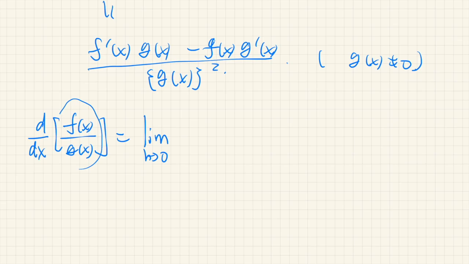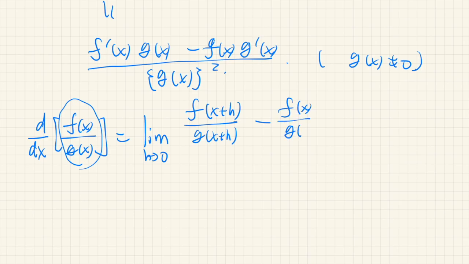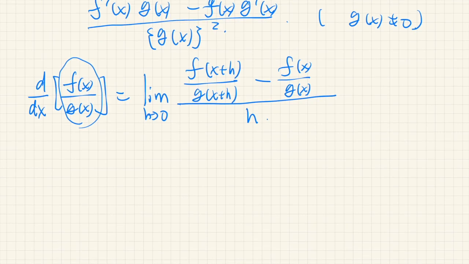And so this whole thing is one function. Okay, so that is f of x plus h divided by g of x plus h, minus f of x over g of x, everything divided by h. Okay, now limit h going to 0. So let's simplify this a little bit.